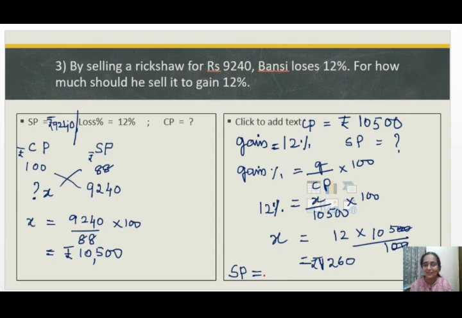Selling price is cost price plus gain. So the final answer is 10,500 plus 1,260, it is rupees 11,760. Rupees 11,760 is the final answer.